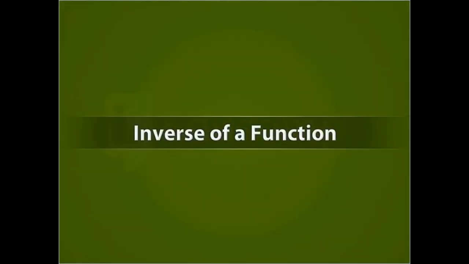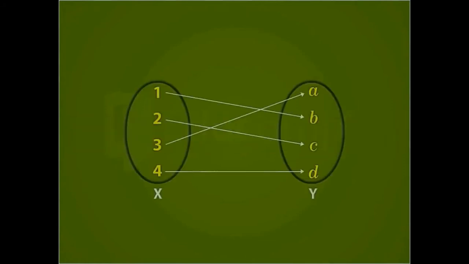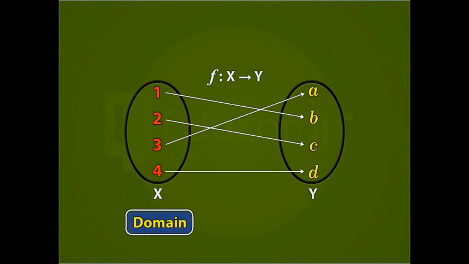Now let's understand what the inverse of a function is. Suppose we have a function f that maps from a set X to a set Y. All elements in set X form the domain of the function, and all elements in set Y, which are associated with the members of set X, form the range of the function.